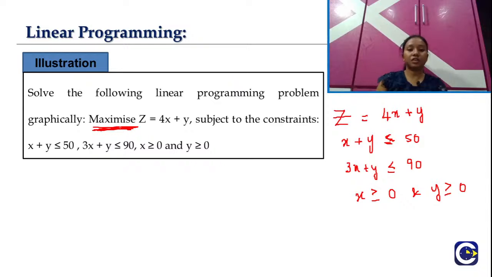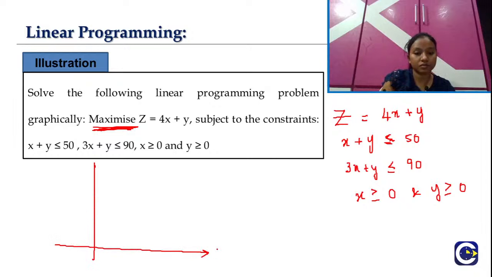So let's plot the graph here. These are the constraints we have to plot. Let's take the x and y axis. Let's take the constraint x plus y, with the inequality less than or equal to 50. So we can take x plus y equal to 50. Let's take the gap intervals as 10, 20, 30, 40 and 50. So for the graph, first one here, x plus y equal to 50.